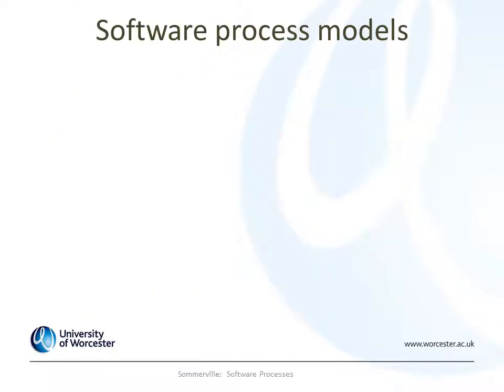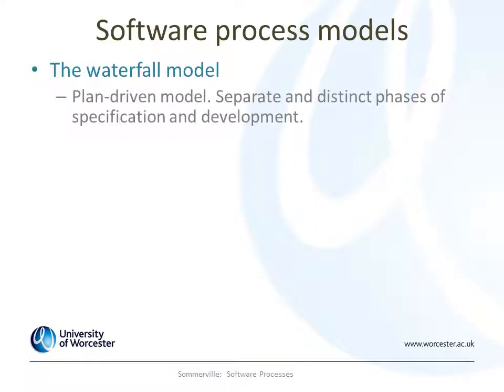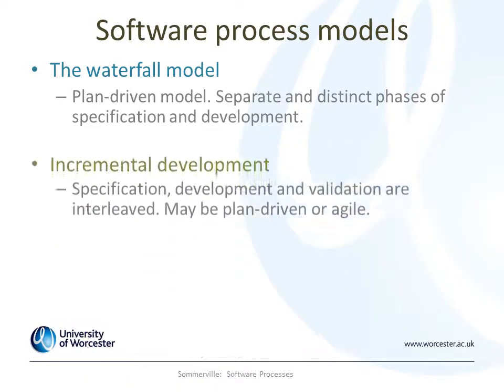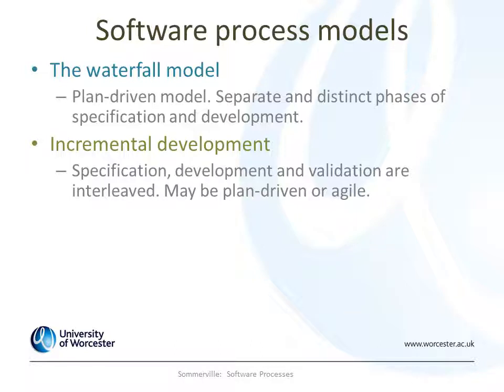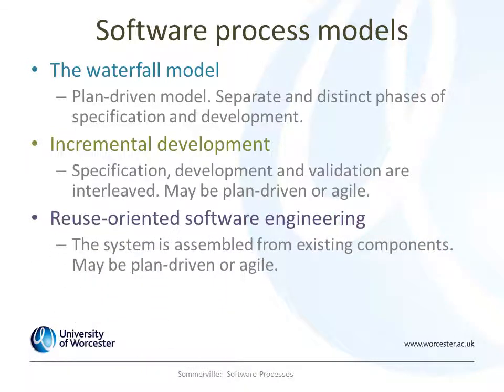Software process models. We're going to look at different types of software process models. For instance, the waterfall model, that's a plan-driven model. It has separate and distinct phases of specification and development. The incremental development model has specification, development and validation all interleaved. This may be plan-driven or agile. We then have the reuse-orientated software engineering model. The system here is assembled from existing components, and this may be plan-driven or agile. In practice, most large systems are developed using a process that incorporates elements from all these models.